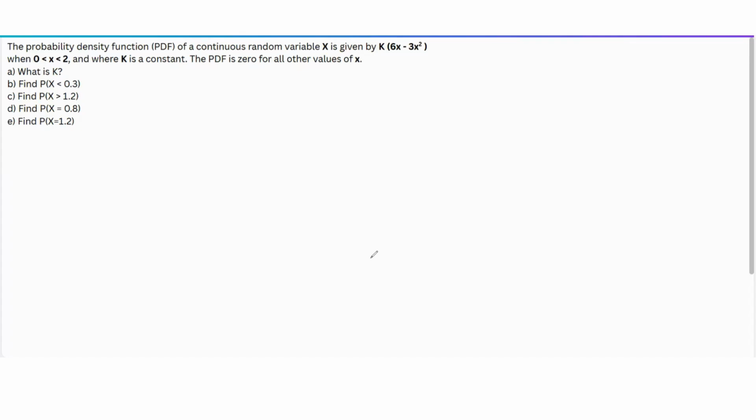We were looking at this question related to a continuous random variable where we first found k, which turned out to be 1/4. Then we found the probability x is less than 0.3 and the probability x is greater than 1.2. We now want to look at part D and E.